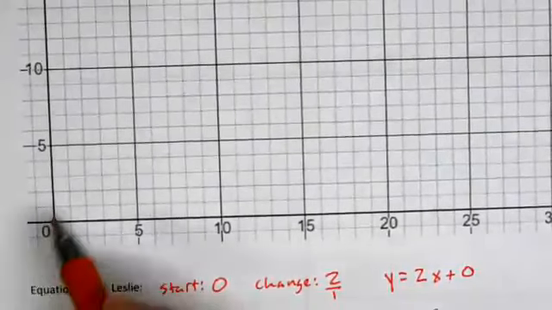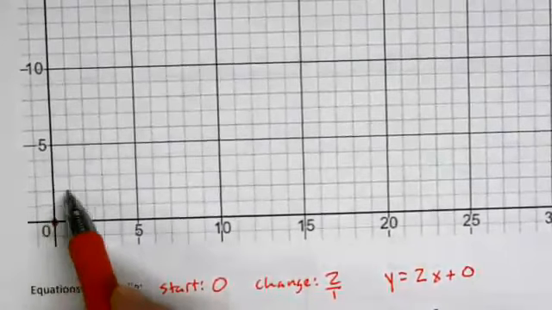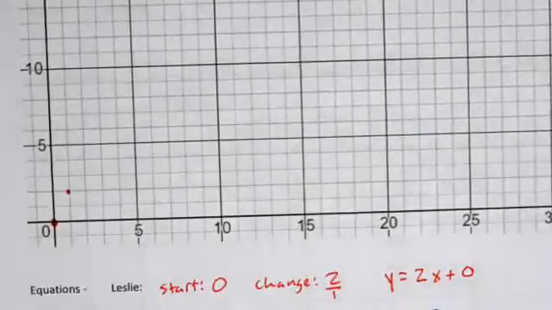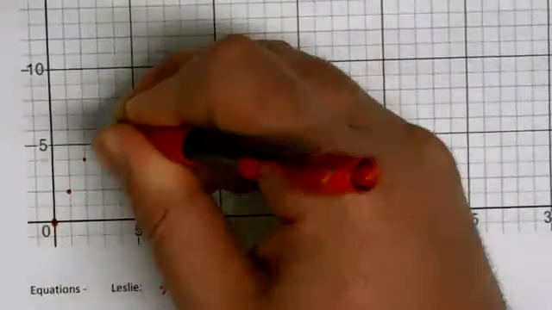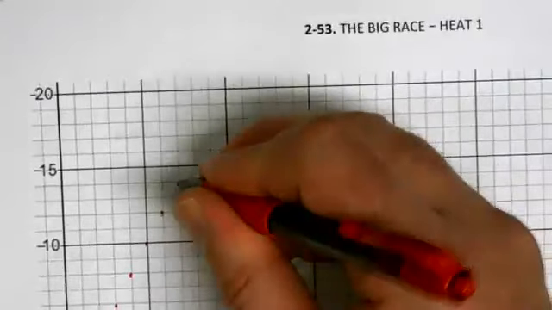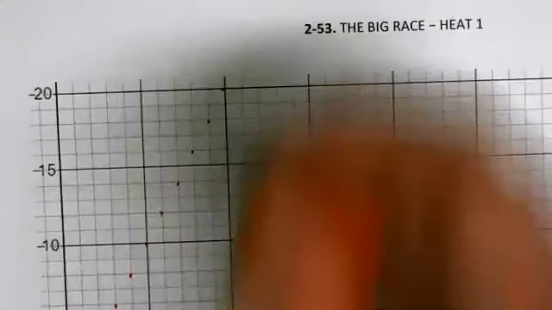So put your pencil down at that first point you drew, and then count up 2 and over 1 to create a new point. Up 2 and over 1. And then keep counting up 2 and over 1 until you run off the edge of the graph. And you've got a ruler there, so go ahead and connect up those points, and we'll get a line for Kristen, or sorry, Leslie.